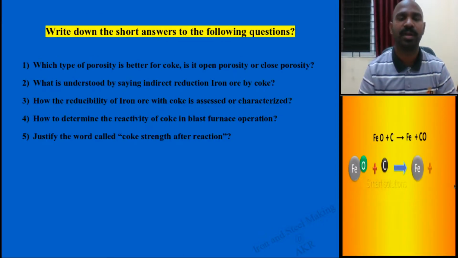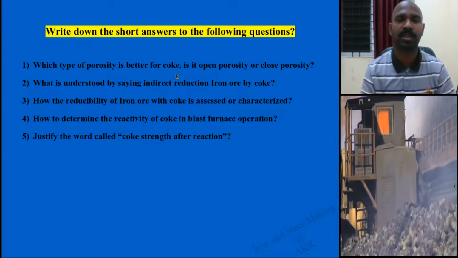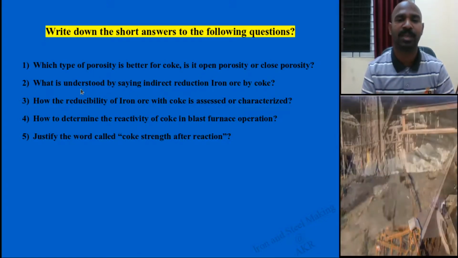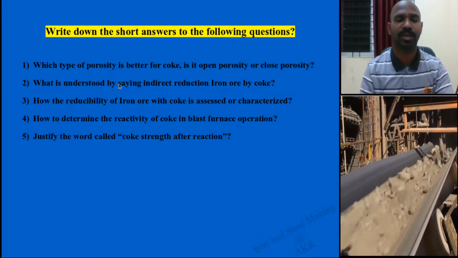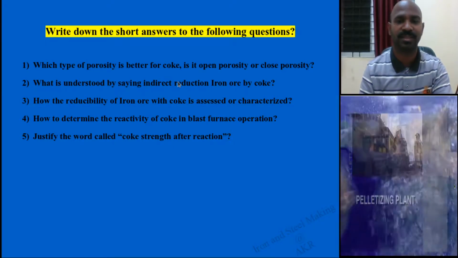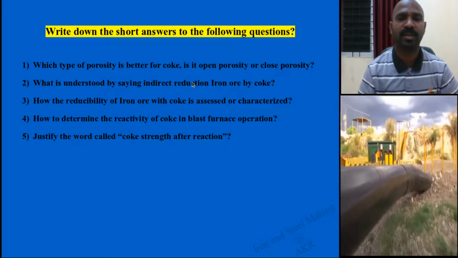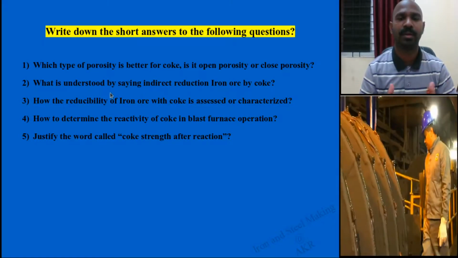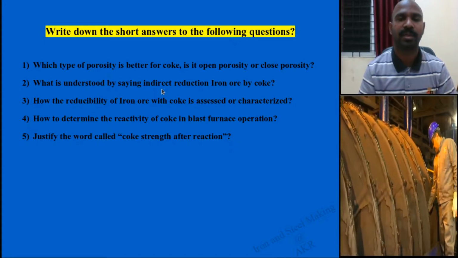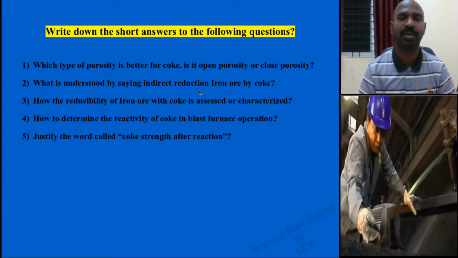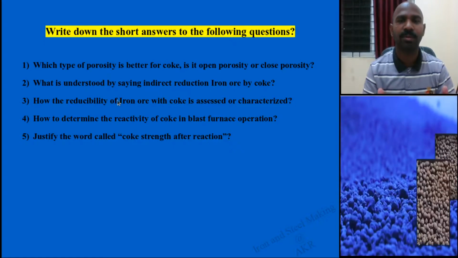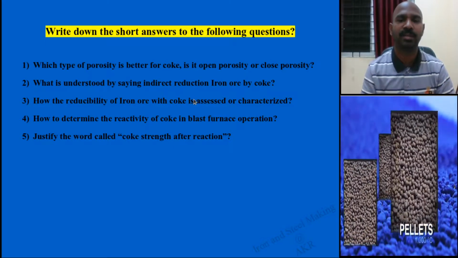Now coming to the conclusion of this lecture, which type of porosity is better for coke? Is it open porosity or closed porosity? Answer: what is understood by indirect reduction of iron ore with coke? How is the reducibility of iron ore with coke assessed or characterized? How to determine the reactivity of coke in blast furnace operation?